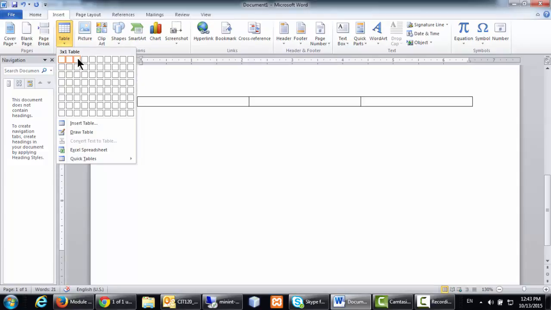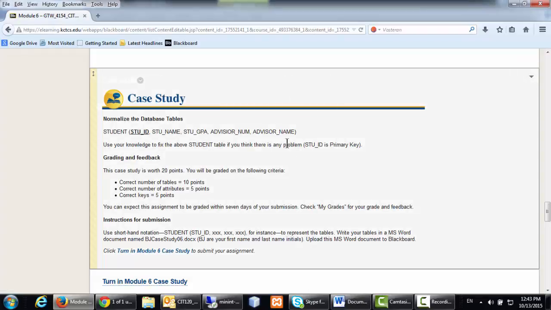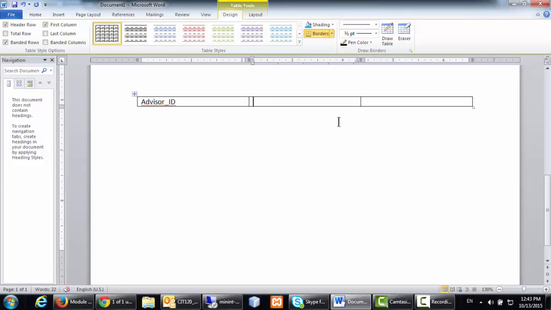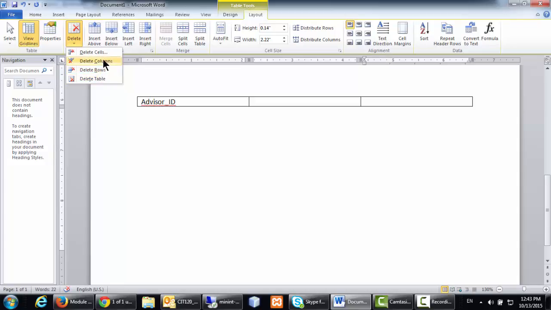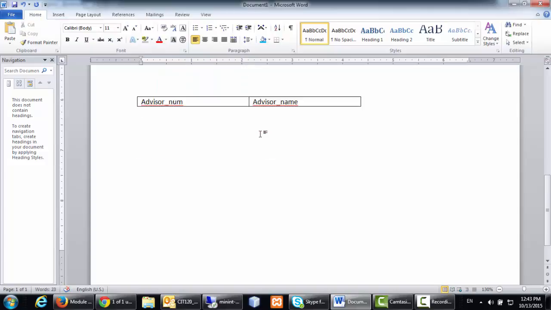For instance, this is a 3 column table, and this is advisor's ID. Let me see what else. Advisor number and advisor name, which means we don't even need this. We don't even need that, right? Advisor number and name. This is very easy, right? And let's take a look.